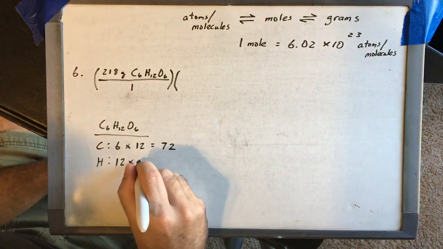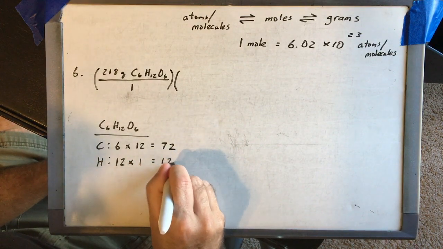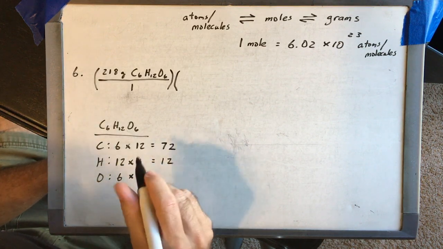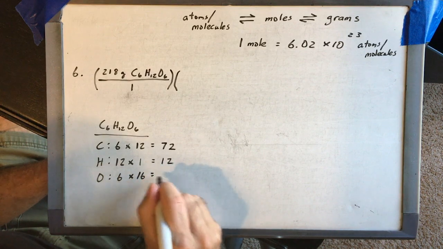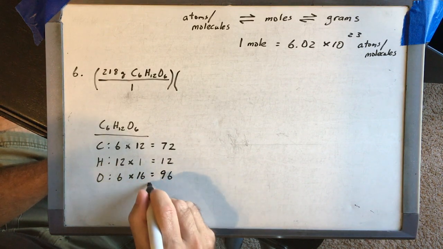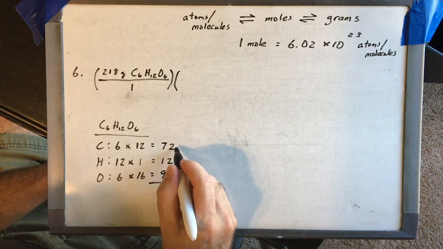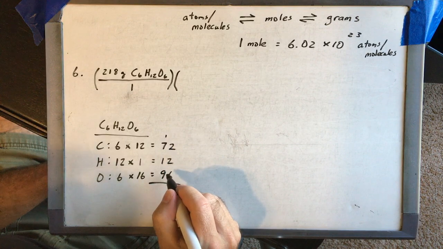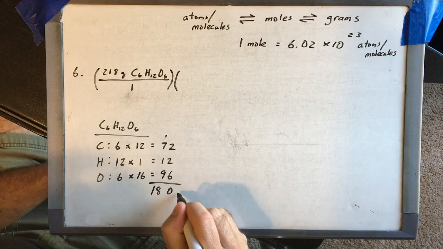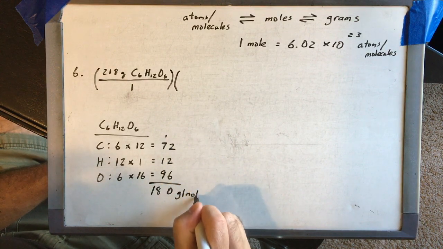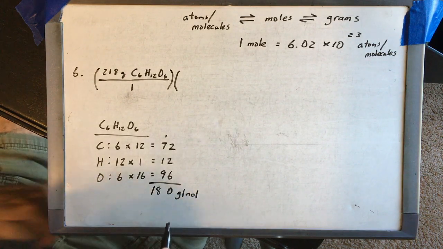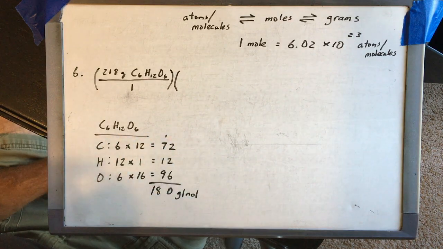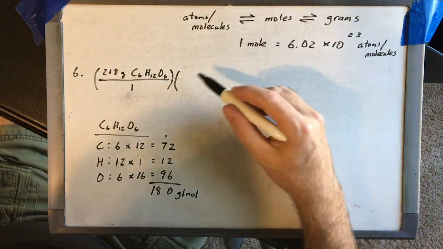So 12 atoms times 1 is 12. For oxygen, we have 6 atoms. Each oxygen, look at the periodic table, 16. So that is 96 for oxygen. Add up the molecular weight. So that's going to be 0, 1, 8, 9 and 9, 18. 180 grams per mole. That's the molecular weight, the molar mass of glucose.